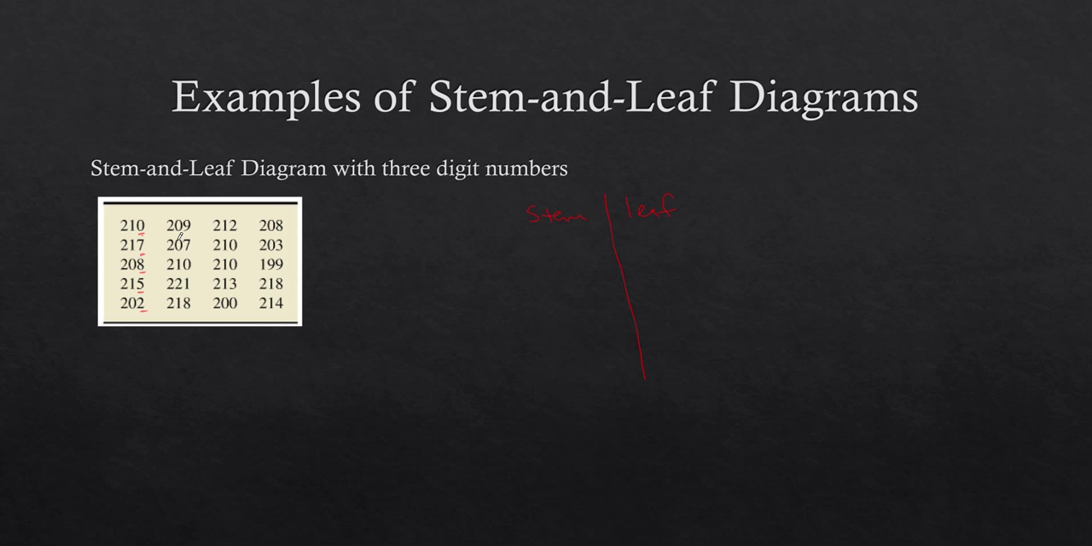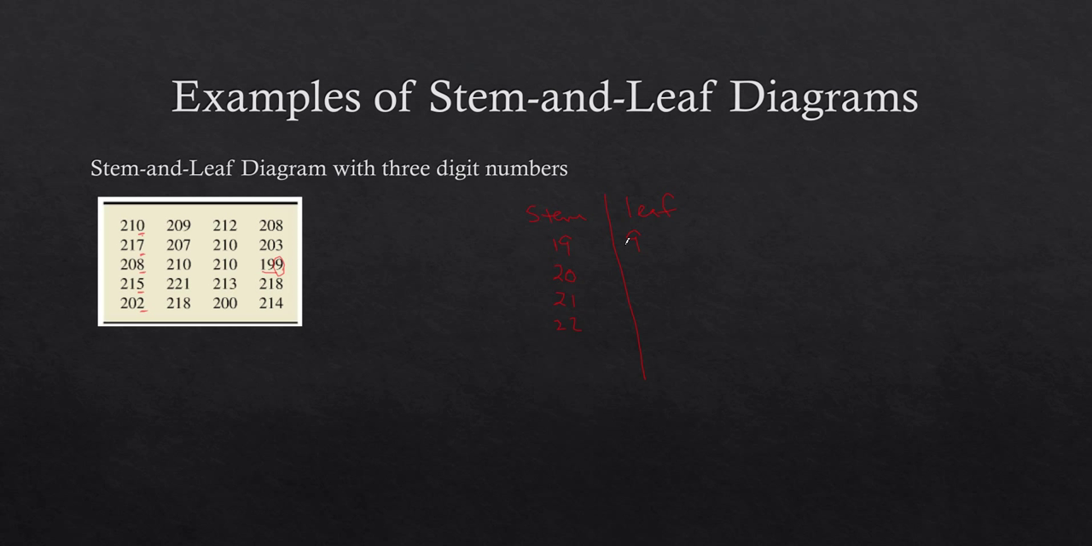So if you look at this, our stems range from 19. We have 199, that's a stem. We have several stems that have 20s. 208 has a 20 for a stem. 202 has a 20 for a stem. We have 21, 22. Now, go ahead, pick them out. Pick your leaves out. So 9 would be the rightmost digit.